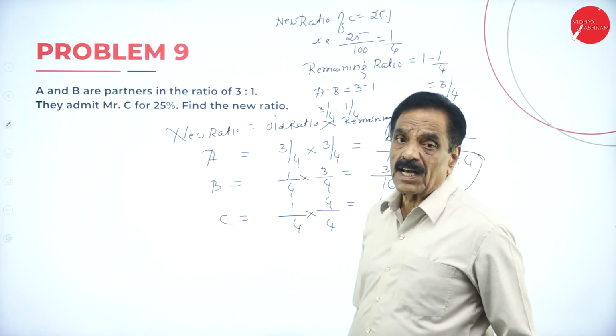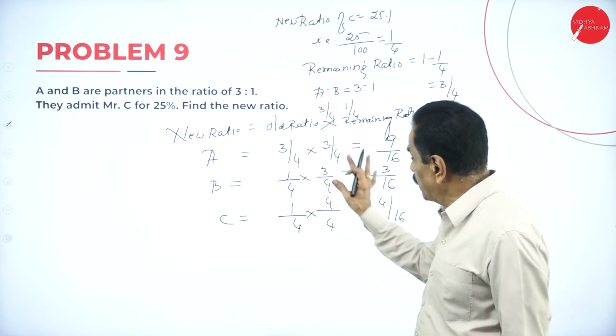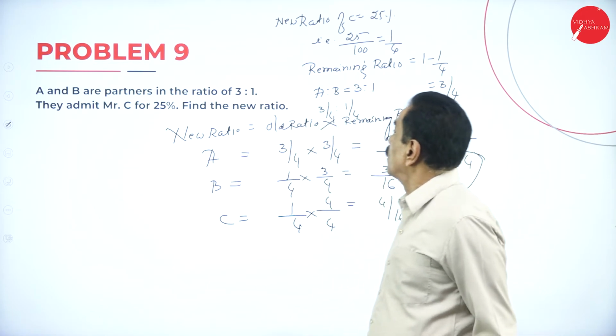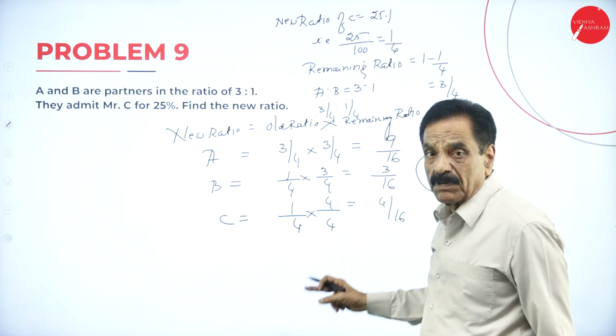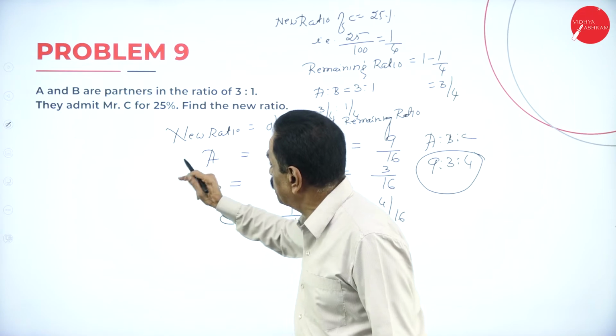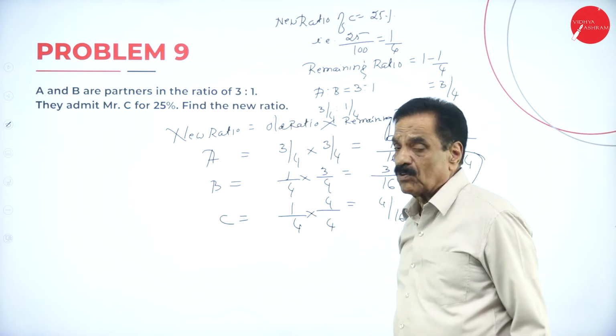Same thing what we did in the last problem also. Same method you are following, but this will come for 5 marks. Hope you understand this particular point. Shall I explain? 25% is 1/4.